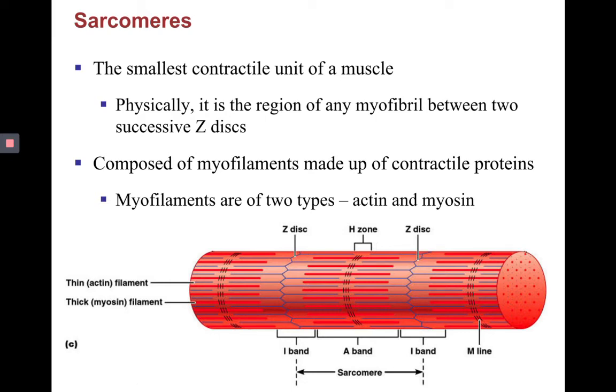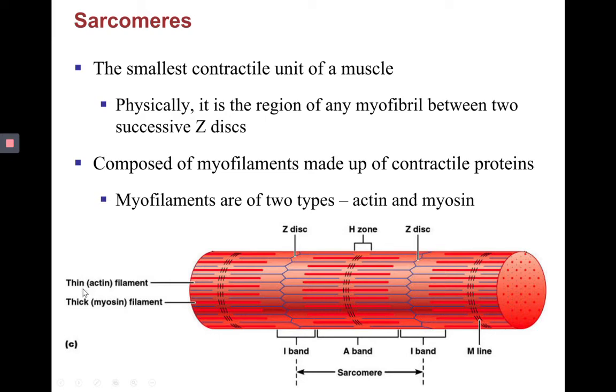There are other structures we're going to point out, but keep in mind we're looking at part of a myofibril, just enough to point out a sarcomere. A sarcomere goes from Z disc to Z disc. It's a unit of a myofibril, but also the smallest contractile unit of a muscle. These myofibrils contain actin and myosin, so it makes sense that you'll see actin and myosin within a sarcomere, since it's a unit of a myofibril.